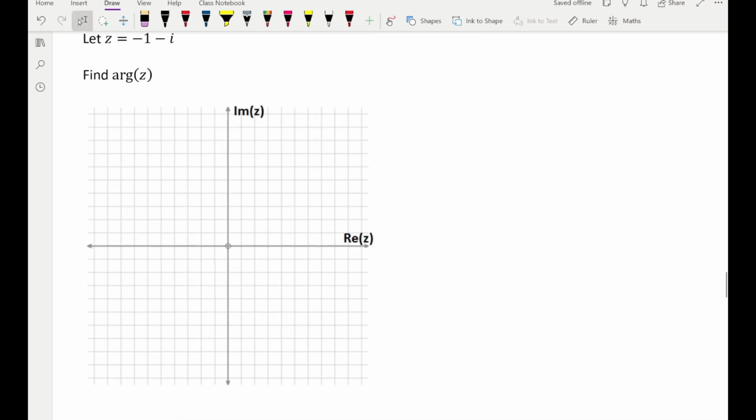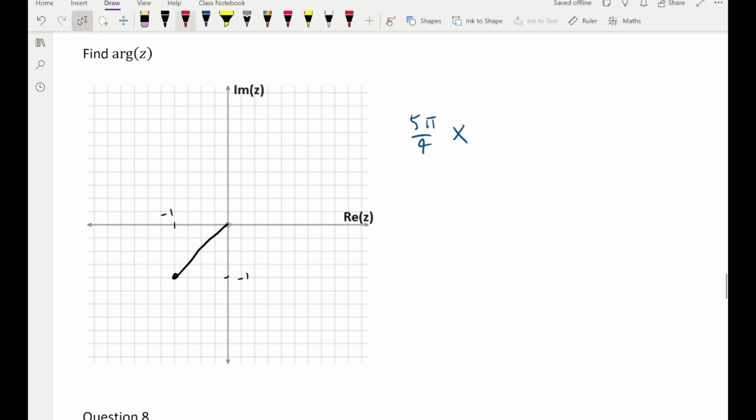Next one, minus 1 take i. So what you'd probably be tempted to do here is go all the way out to pi and then add on another pi over 4 and you'd get 5 pi over 4. That is technically correct as an angle, but it's not correct as an argument because arguments can't be bigger than pi. So 5 pi over 4 is not what we want. Let's see how we actually get this.